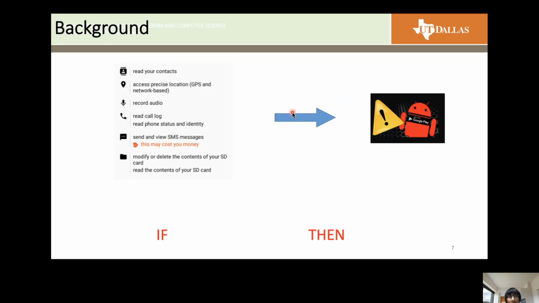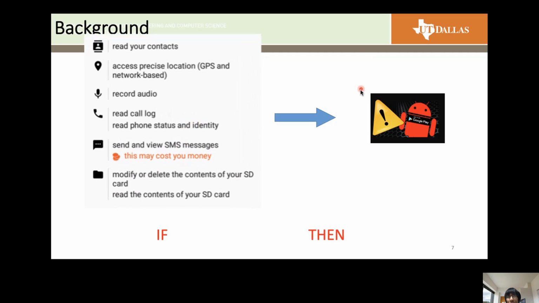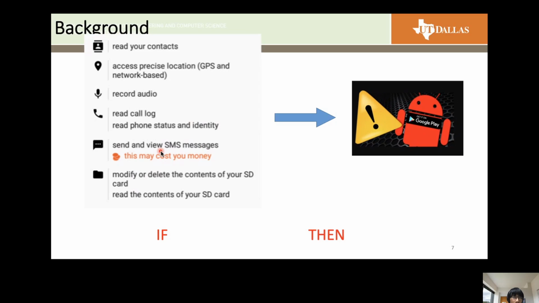Before we introduce our design, let's introduce what is a rule. A rule consists of the if statement and the then statement. Let's use Android malware classification as an example. For Android malware classification, the if statement is the sensitive permission the app requires, and the then statement is to decide whether this app is a malware or not. In this example, the sensitive permission is send SMS, and the label is the malware.